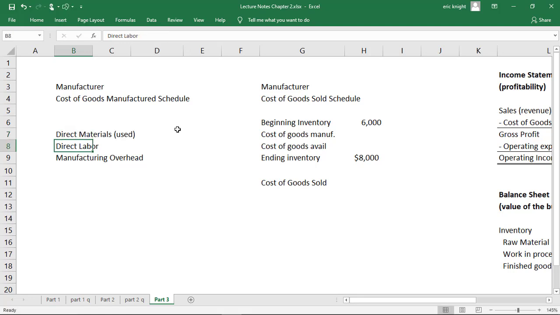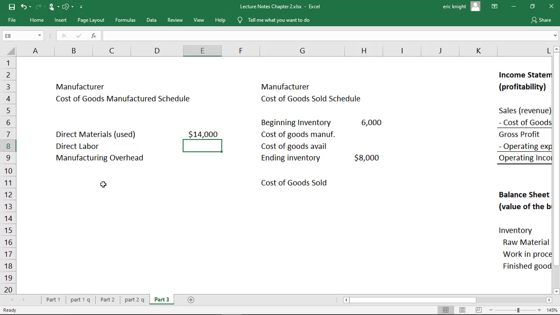Now just note that at some points we use direct materials on some of these schedules, and sometimes we call it raw material, it's the same thing for our purposes. There's a slight difference, but for our purposes, since it's an introduction to managerial accounting, raw materials and direct materials are the same thing. Okay, so direct materials used. For now, I'm going to tell you that, and then we're going to look at how to calculate it in a little while. So direct materials used is $14,000.